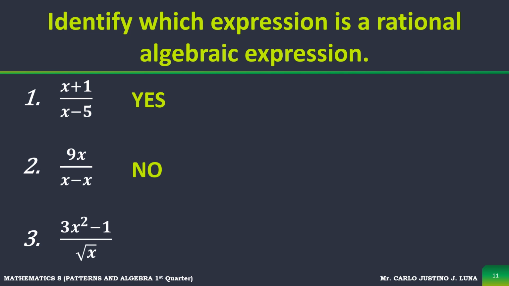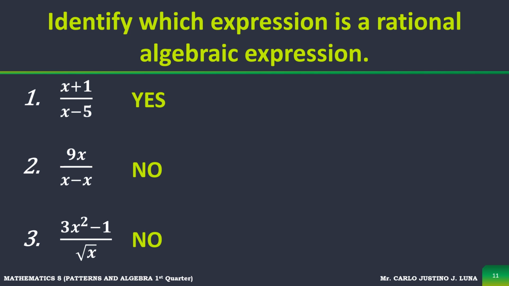3x squared minus 1 all over square root of x. Rational or not? Okay, the answer is no. It's not a rational algebraic expression. What's the explanation? Our denominator has a radical. It has a radical term. Okay? So, kapag ganun, it is not a rational expression.